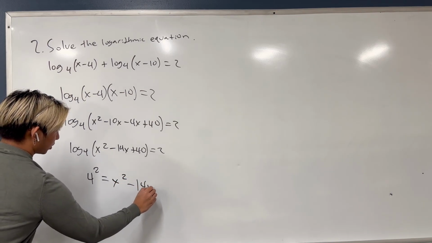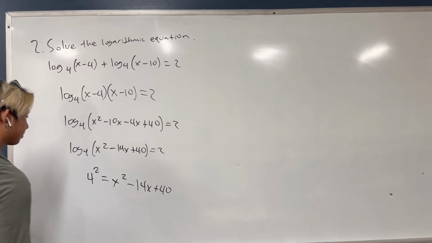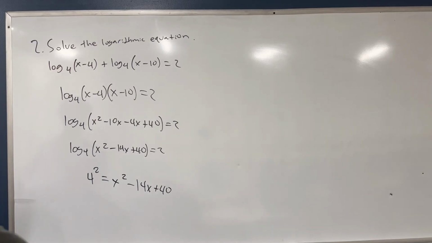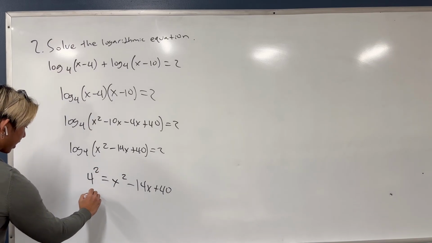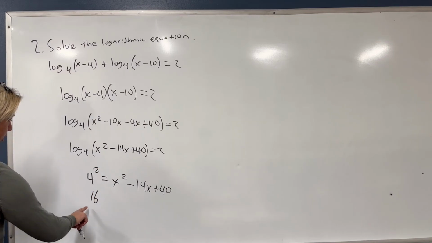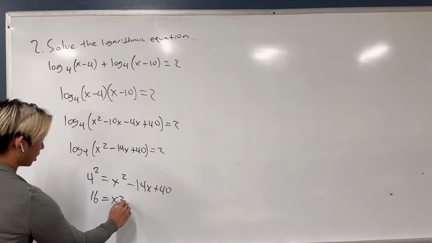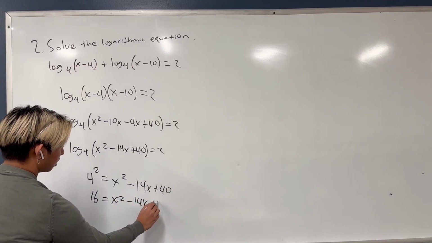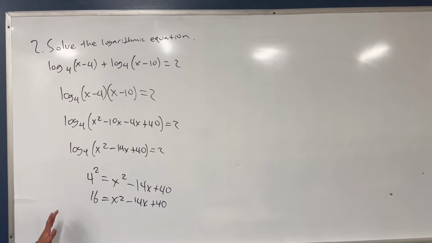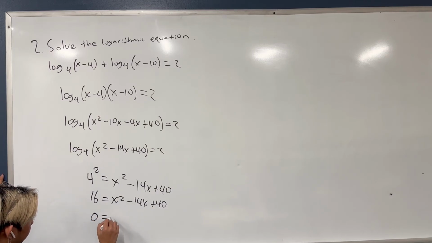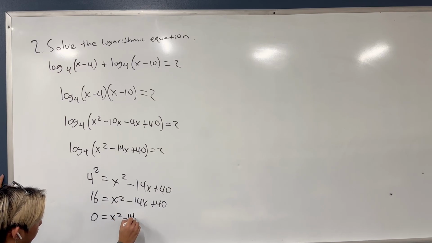x squared minus 14x plus 40. Cool. So now what does this look like? Now we just square that, so this becomes 16 equals x squared minus 14x plus 40. Before we factor, we have to make this side equal to 0. So I'm going to subtract 16 from both sides. This becomes 0 equals x squared minus 14x.